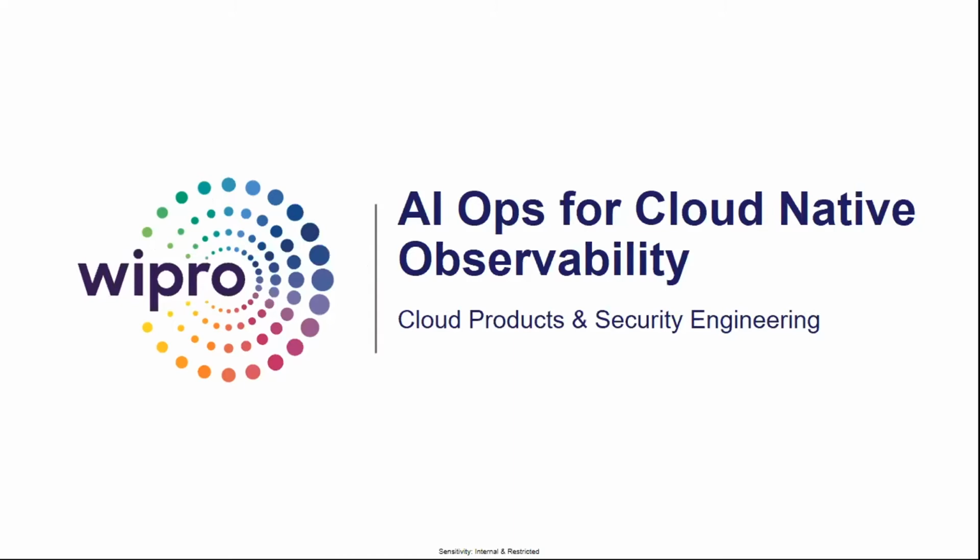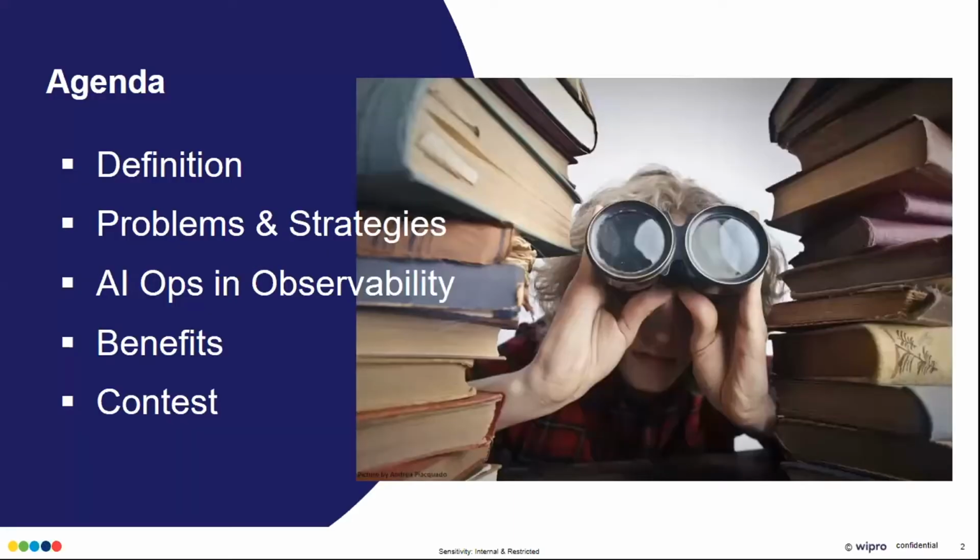The agenda for this meeting: first we will go through the definition of what is observability, and then we will look at what the industry problems are and what strategies have been adopted. Then we get into AI ops in observability, and we'll see what benefits we could get, and then a little more detail about the contest we are hosting, so that it is in line with observability.